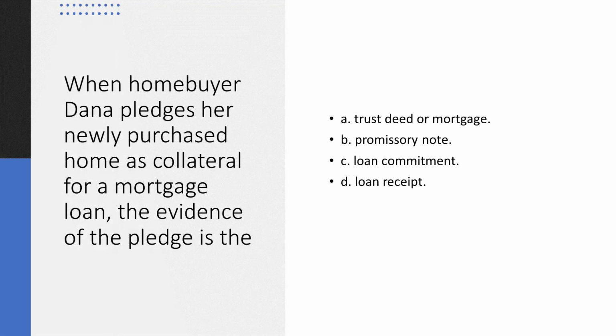So our first question will be, when homebuyer Dana pledges her newly purchased home as collateral for a mortgage loan, the evidence of the pledge is the A. Trust deed or mortgage, B. Promissory note, C. Loan commitment, or D. Loan receipt. And the answer is A.